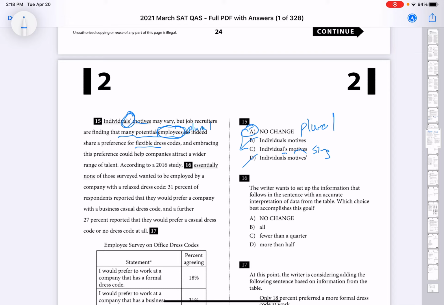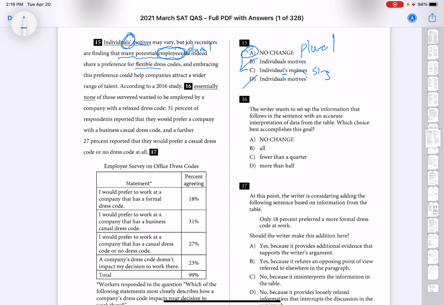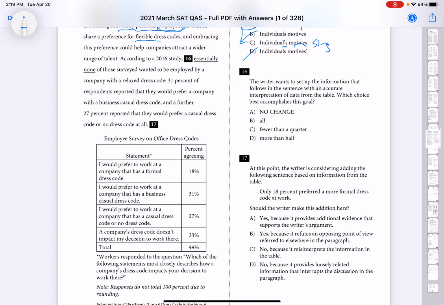According to a 2016 study, essentially none. Okay, so we have to look at the graph over here. The writer wants to set up the information that follows in the sentence with accurate interpretation of the data from the table. Which one accomplishes this goal? According to a 2016 study, so this is the 2016 study, something of those surveyed wanted to be employed by a company with a relaxed dress code.